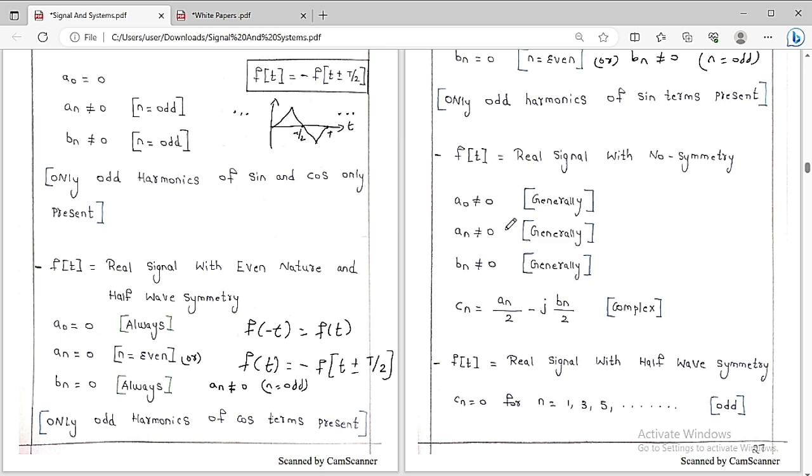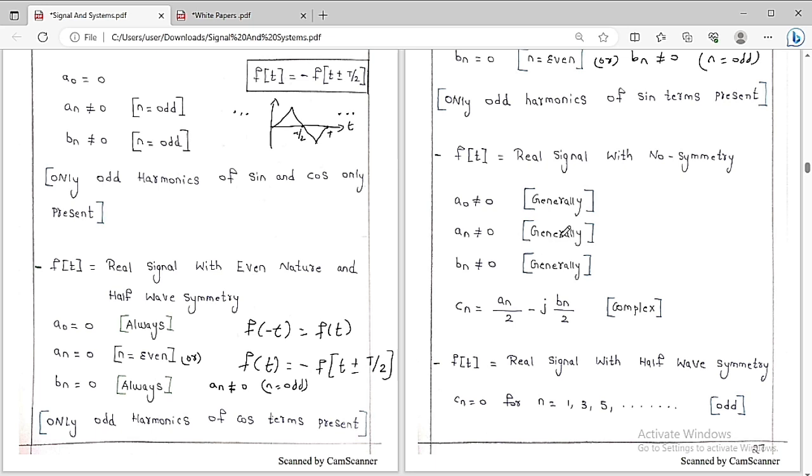So from this we can say a0 is not equal to 0 generally, an is also not equal to 0 generally, and Vn is also not equal to 0 generally, because it is not having any symmetry. So then what is Cn? Cn we know is an by 2 minus j Vn by 2. As an is not equal to 0 and Vn is not equal to 0, Cn is a complex term.